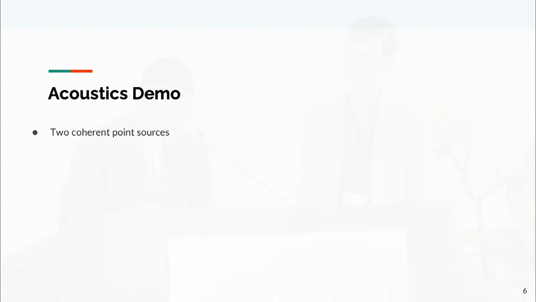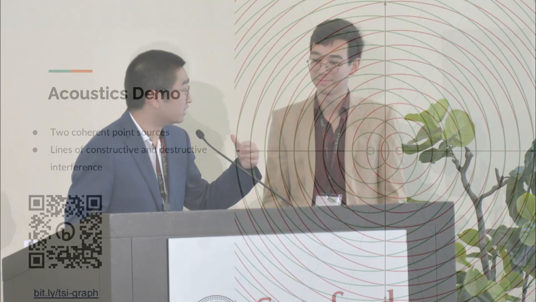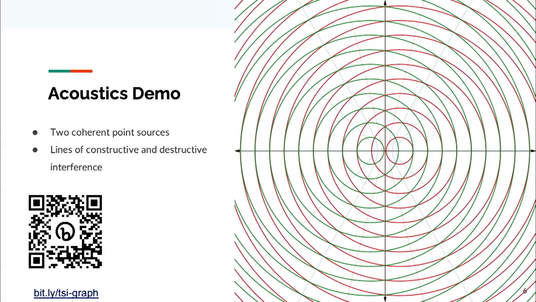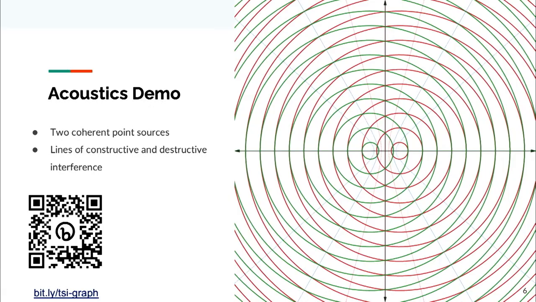We'll have two coherent point sources. You can think of this like dropping two rocks in a pond and watching the water ripples go out. This will produce lines of constructive and destructive interference based on the wavelength and also the separation of the two sources. And this is an animation. In the lower left is a QR code and a link for an interactive graph if you want to play around with a simulation on your own. The important things to notice are... does this thing have a laser pointer?